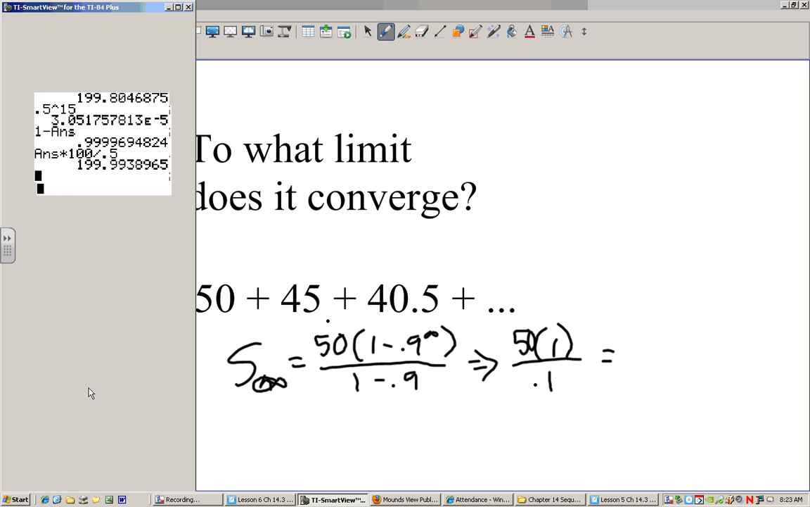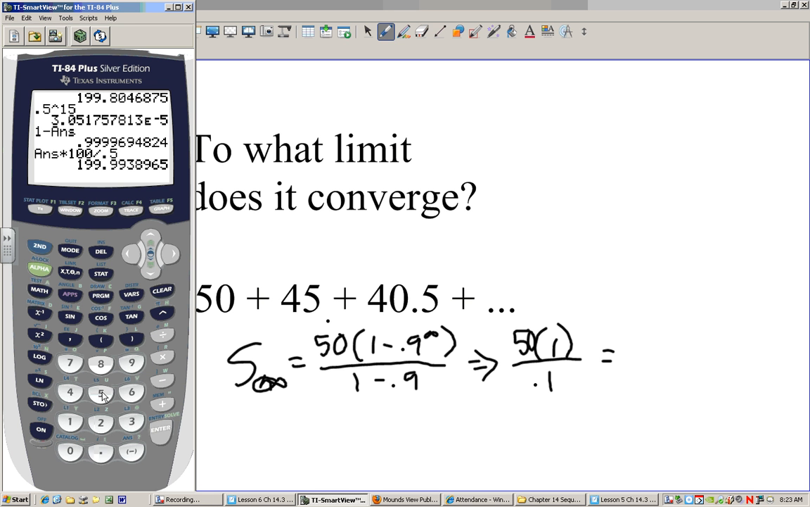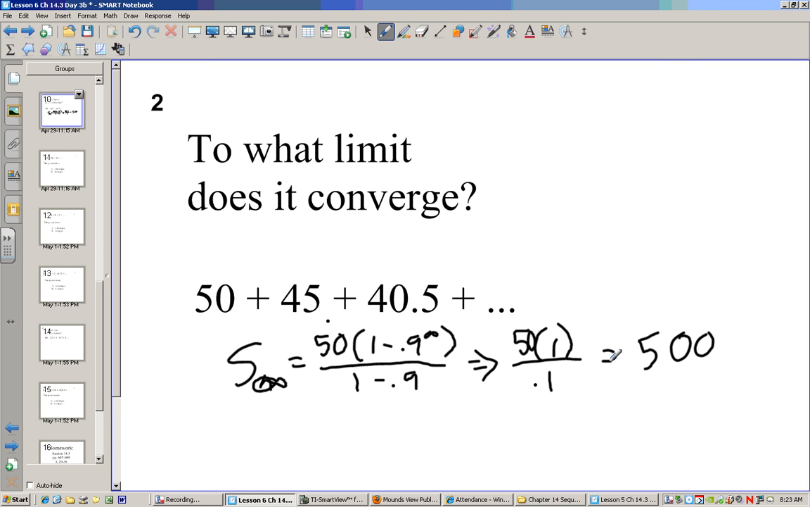So 50 divided by 0.1 is, we could probably do this in our heads, but just so you can see me type it in, 50 divided by 0.1, 500. So as we keep adding these numbers, they'll keep getting closer and closer to 500.